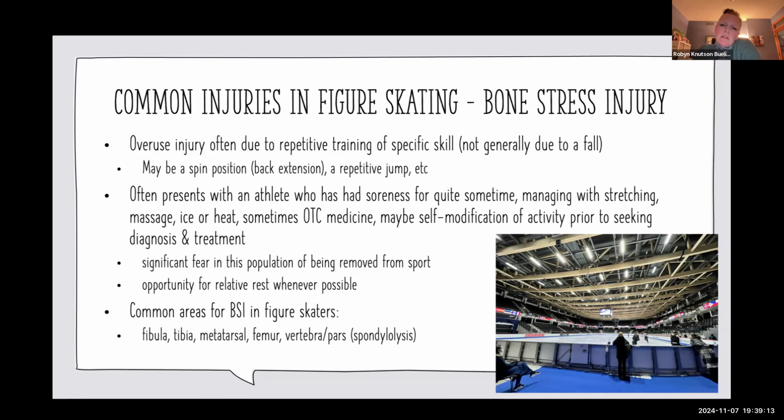Common places for figure skaters to get a bone stress injury, mostly in their lower extremities, are the tibia, fibula, and metatarsal. These are pretty common and fairly low concern. Obviously the hips and the spine are bigger deals.